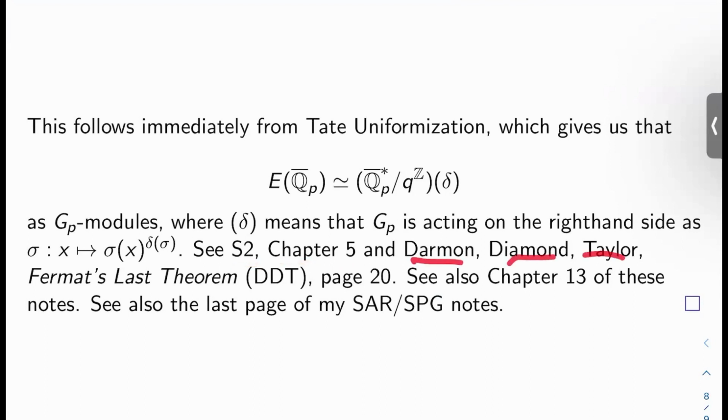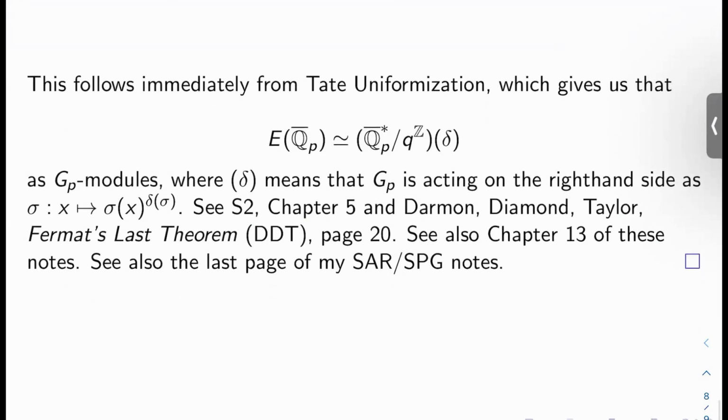You can see Diamond-Taylor's Fermat's last theorem notes, which I'll call DDT from here on out, page 20 for more details. You can also see chapter 13 of my notes. And then finally, you can also see the last page of my separate notes, which I will send you if you want, on Serre's open image theorem, and also my notes on Serre's Galois properties paper, because these are intimately related. To me, these are the open image theorem papers and books.